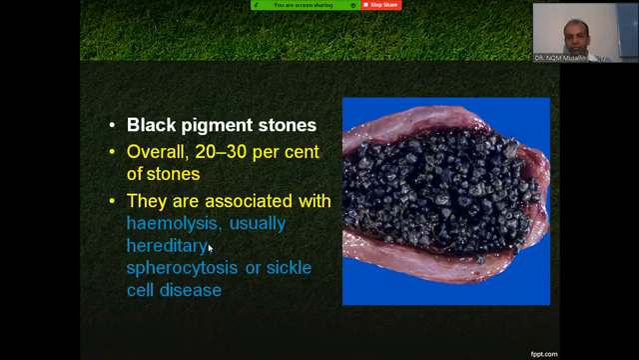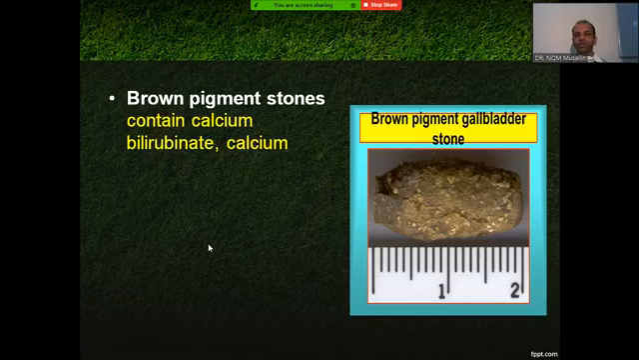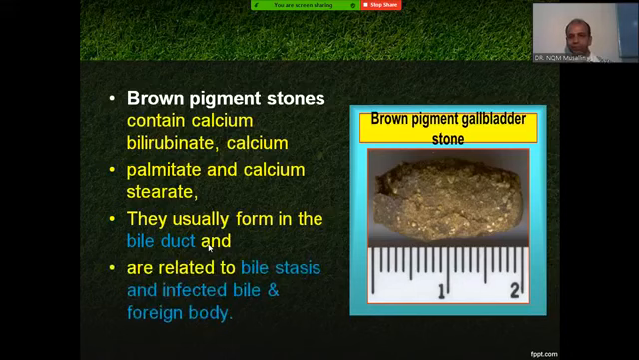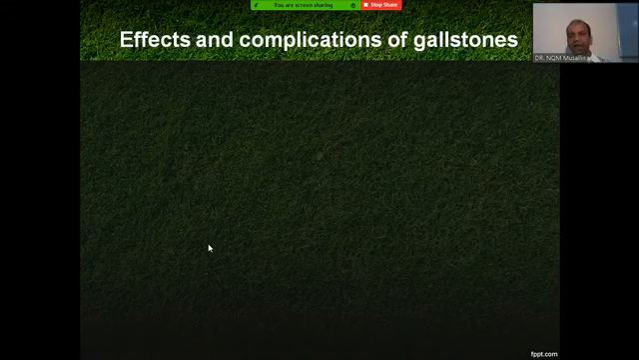And now the brown pigment stone. The brown pigment stone contains calcium bilirubinate, calcium palmitate, and calcium stearate, and these are usually found within the bile duct, and they are usually related to bile stasis, infected bile, and foreign bodies. Now, what are the effects and complications of gallstone?